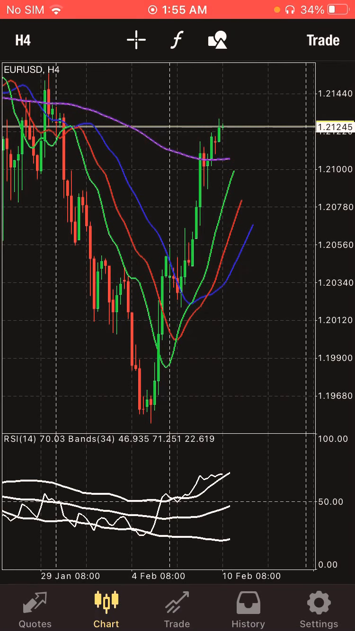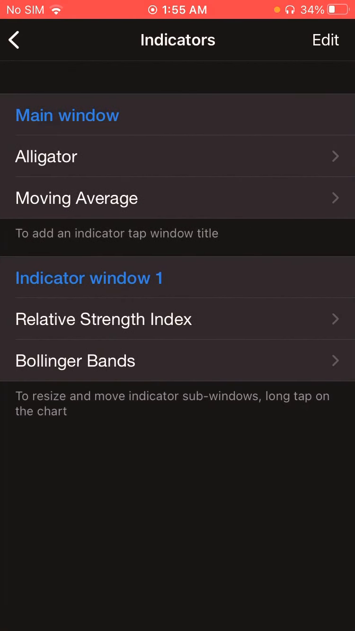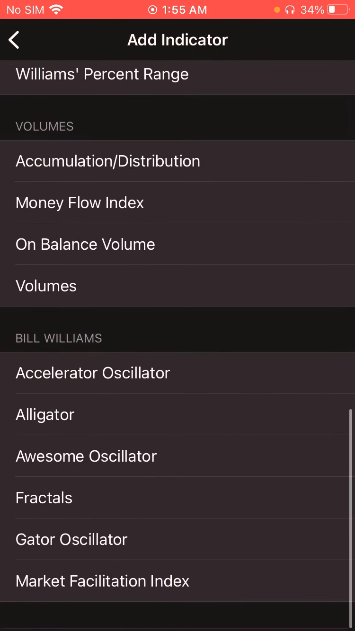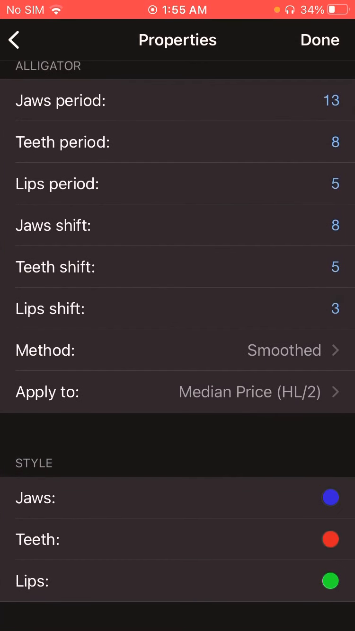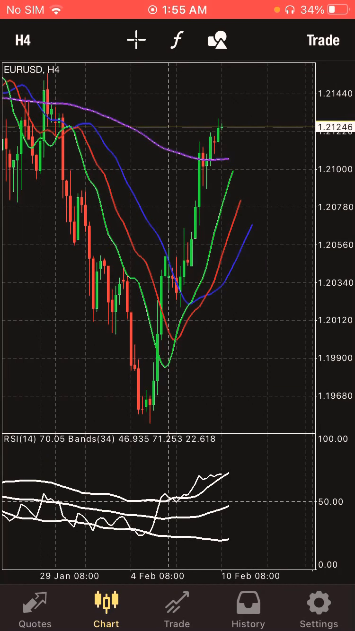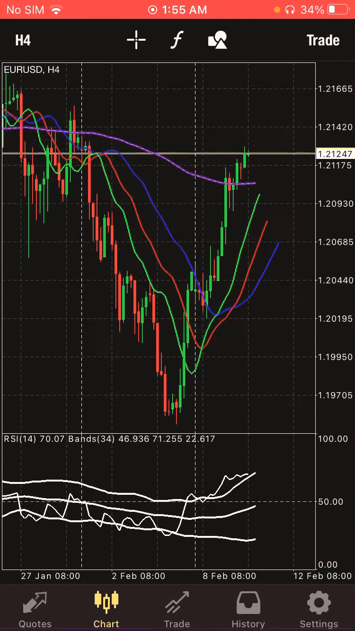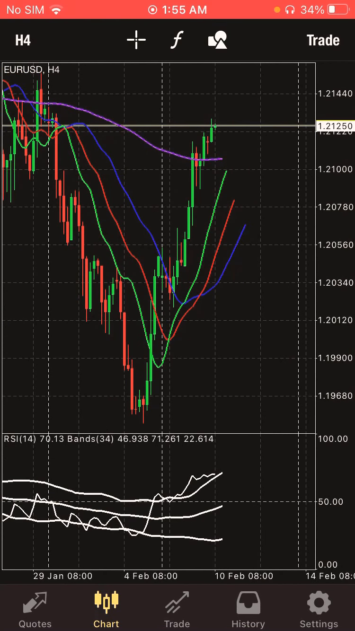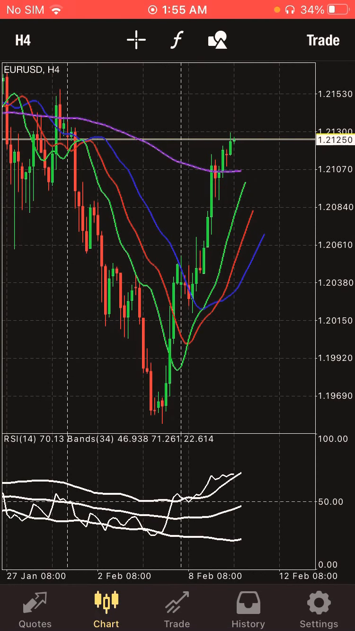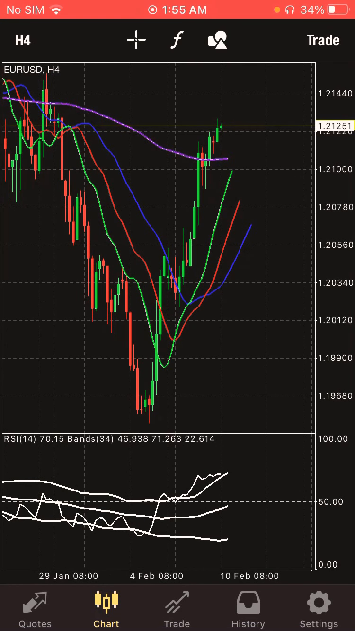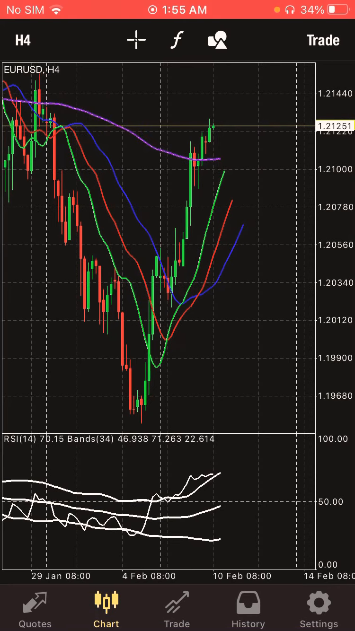So if you want to set up this alligator method, you're going to want to tap this F up here, go to main window and indicators, and scroll down until you see alligator. Leave the settings as they are. Don't change nothing, right? I made my lines a little thicker so I can see what's going on. But what this alligator does is show us our trends. It identifies our trends for us, right?